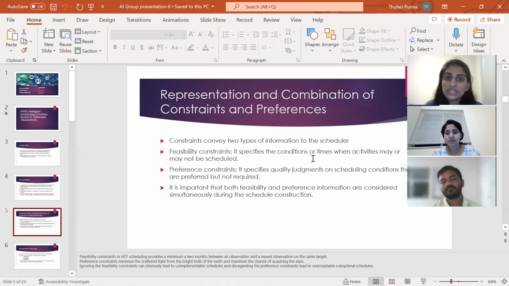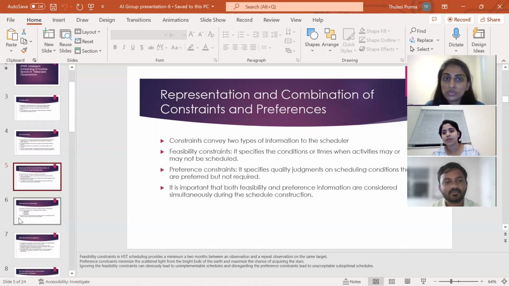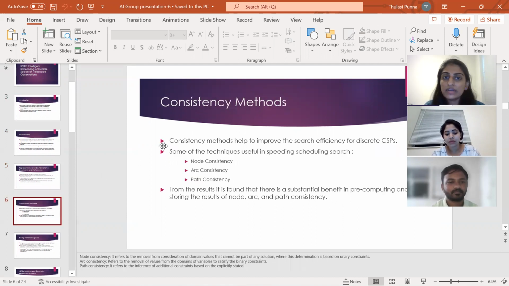Ignoring the feasibility constraints will obviously lead to unimplementable schedules, and disregarding the preference constraints leads to unacceptable, suboptimal schedules. So both the preference constraints as well as the feasibility constraints are important for HST scheduling. And coming to the consistency methods, these help to improve the search efficiency of discrete CSPs.